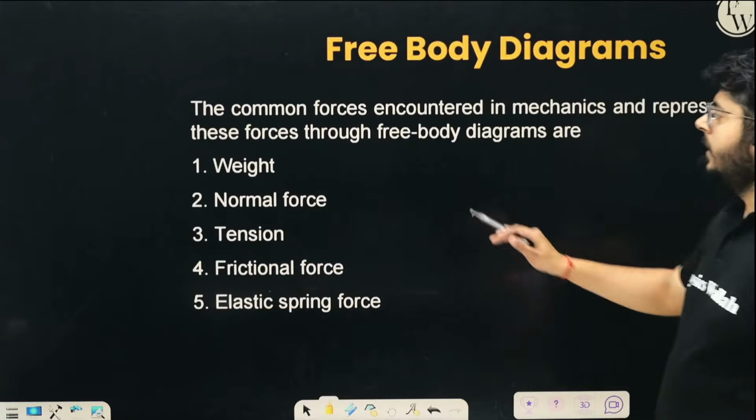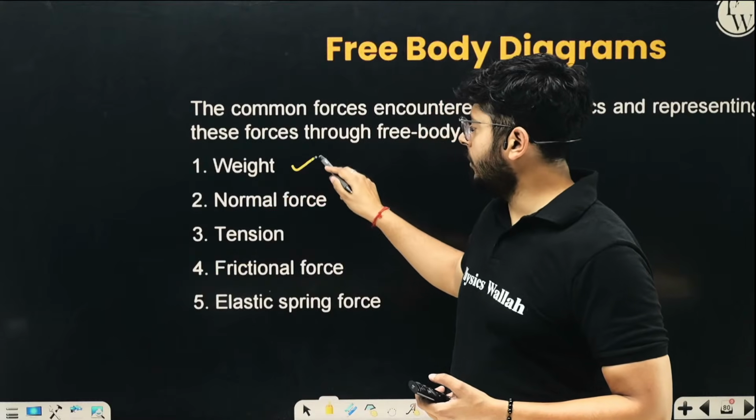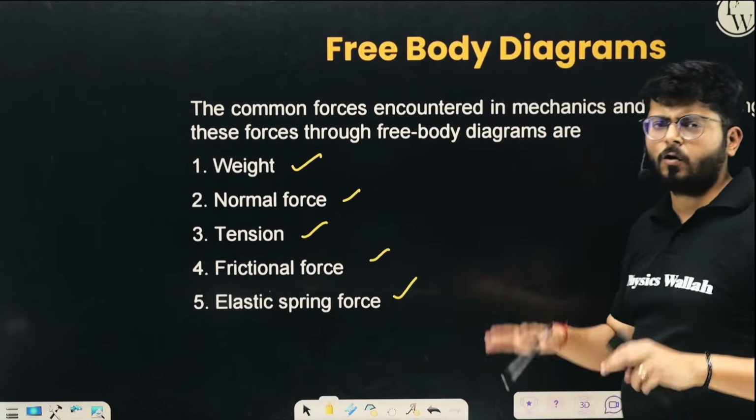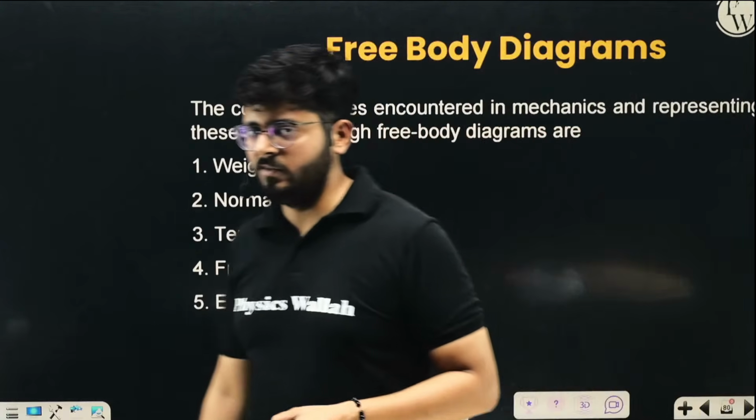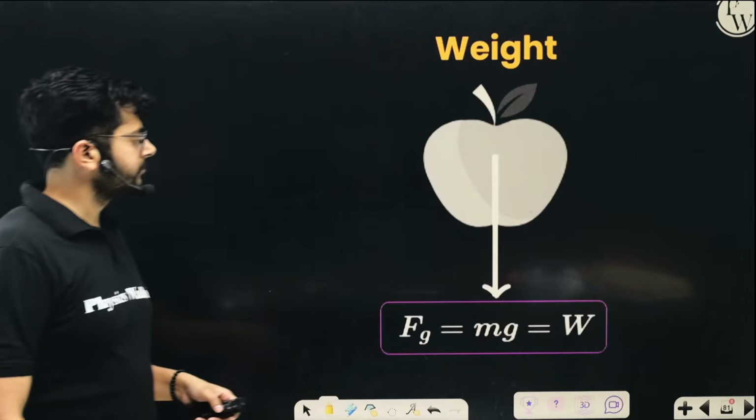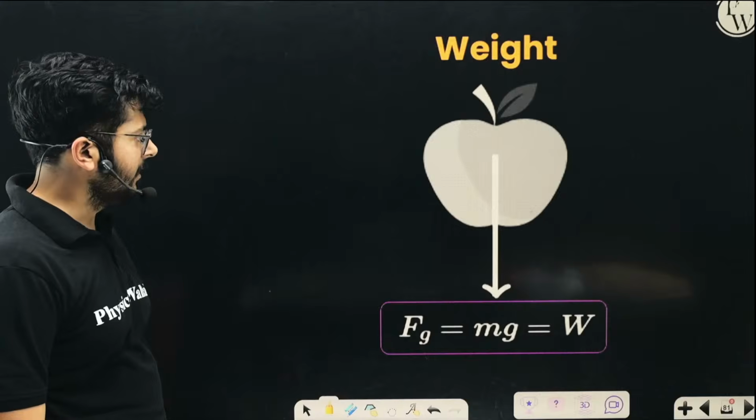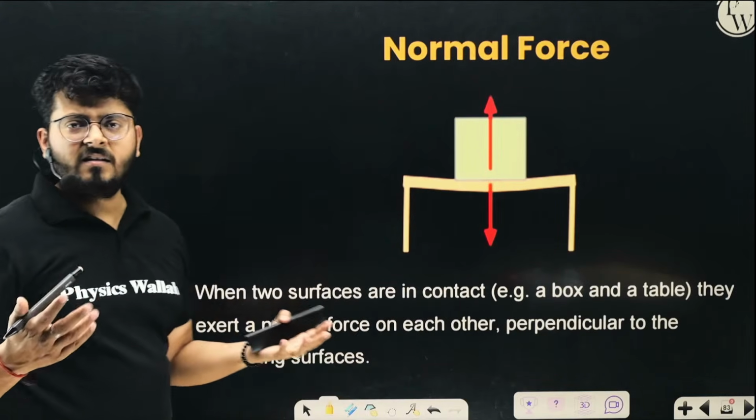So let's move on. What are the forces that we show while making the free body diagram? We talk about the weight, normal reaction, tension force, friction force, and elastic spring force. All the forces which are acting on the body are shown in the free body diagram when we separate it. Okay. So the weight of the body acts downward like this, m into g, right? Normal reaction is a resultant basically.